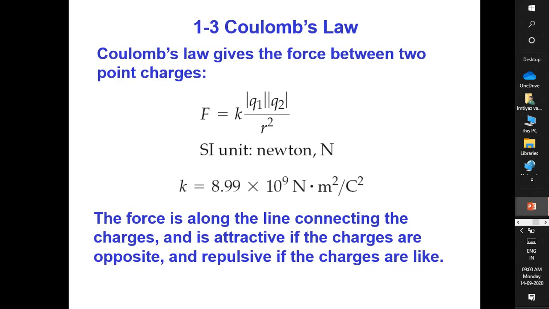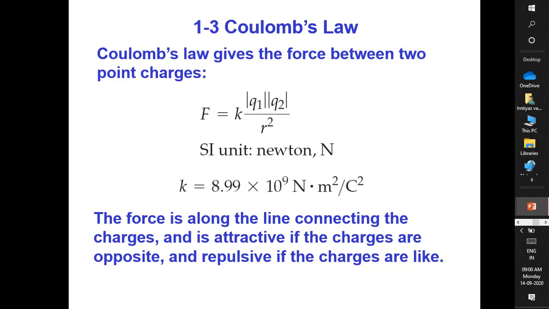Coulomb's law says the force is proportional to the product of the charges Q1 and Q2 and inversely proportional to the square of the distance between the two charged particles.